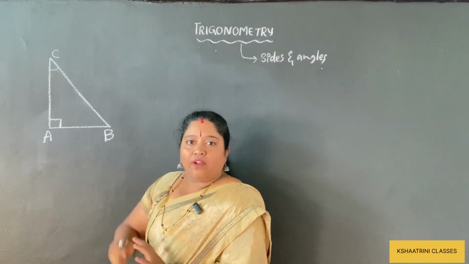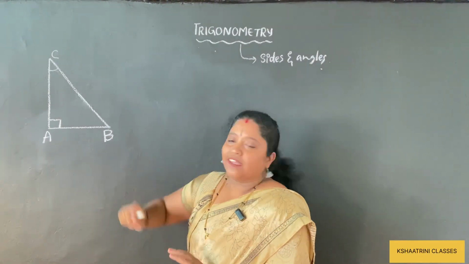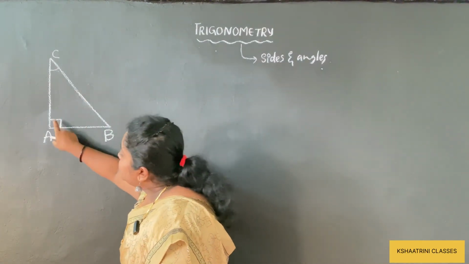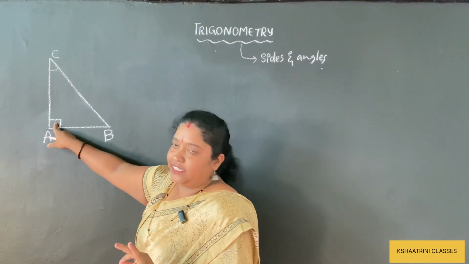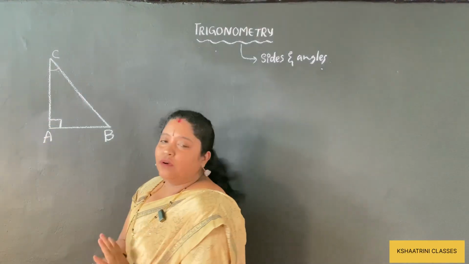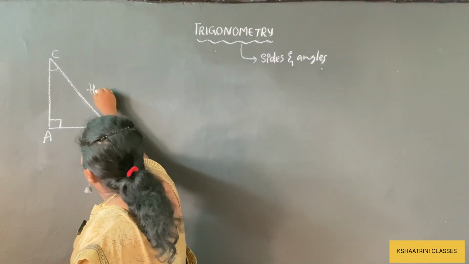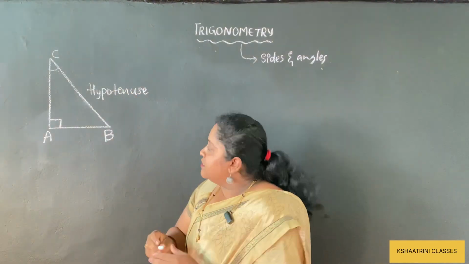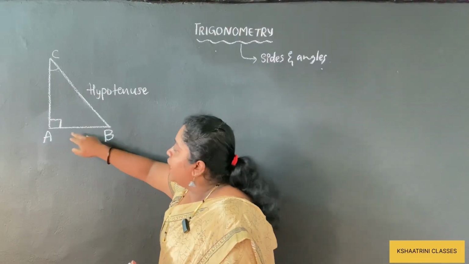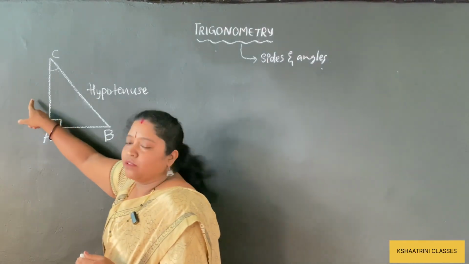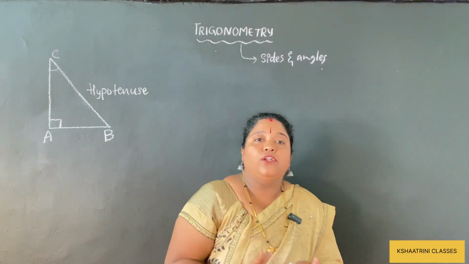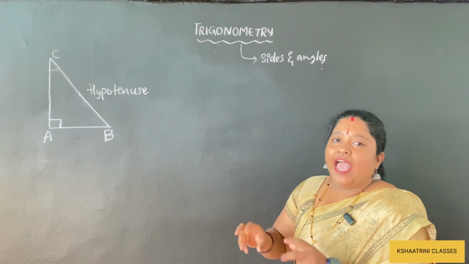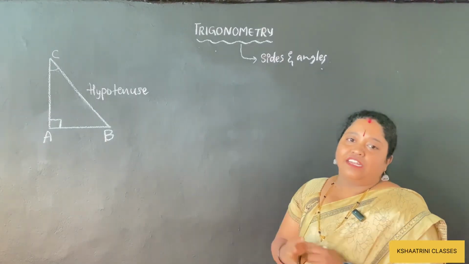Related to a right angle triangle, according to the side conventions, you already know that the side which is opposite to 90 degrees is usually called the hypotenuse. The side at the bottom is called the base, and this is called the altitude, in a right angle triangle. But now, according to trigonometry, we have to study a new side convention.